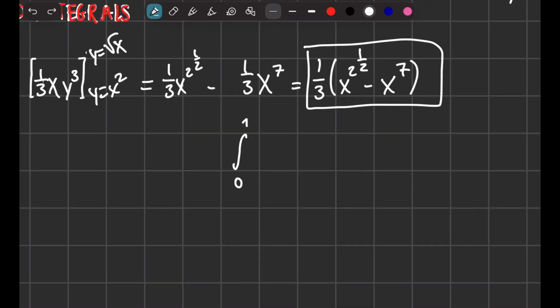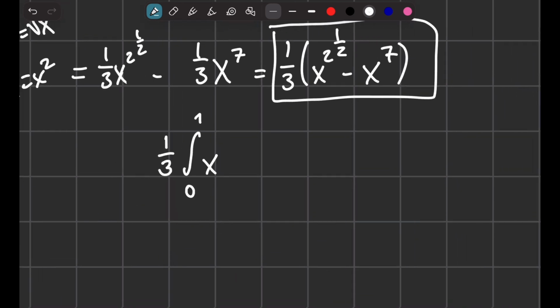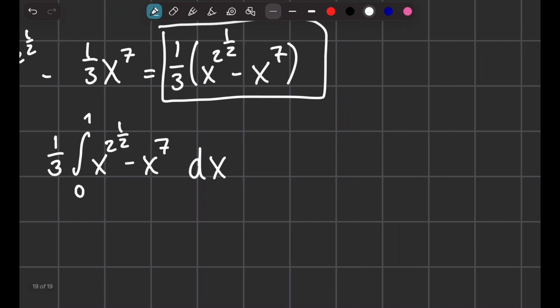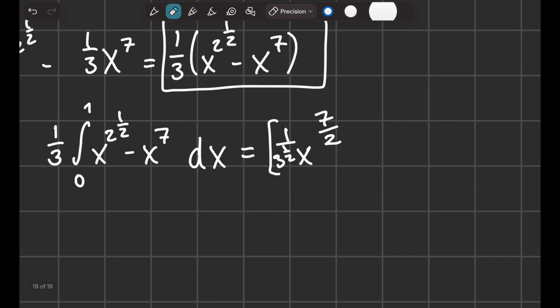But we see that 1/3 is a constant, so we can move it out of the integral. There's just a rule. And then write this here, dx. So we need to find this integral. So 1 divided by 3 to the power of 4. Let's rewrite this as 7 divided by 2. So 1 divided by 7 divided by 2 is just 2/7.